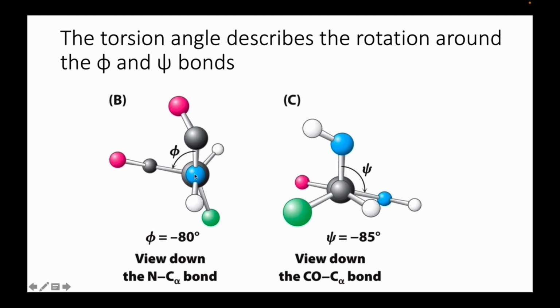So if we look down the axis of that nitrogen to alpha carbon bond, we could potentially try to line up these carbonyl groups, right? And when they're completely lined up, then our phi angle is minus 80. And then as we move them away from being lined up, we can get a phi angle that we can measure by the torsion angle.